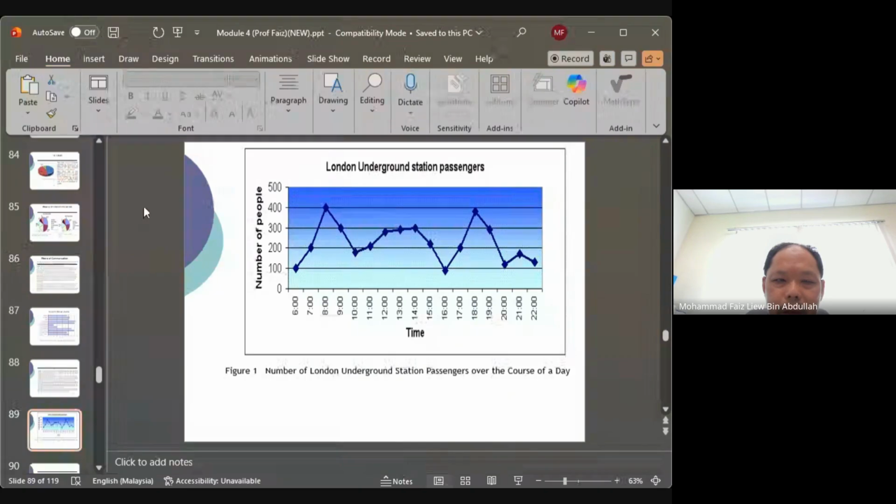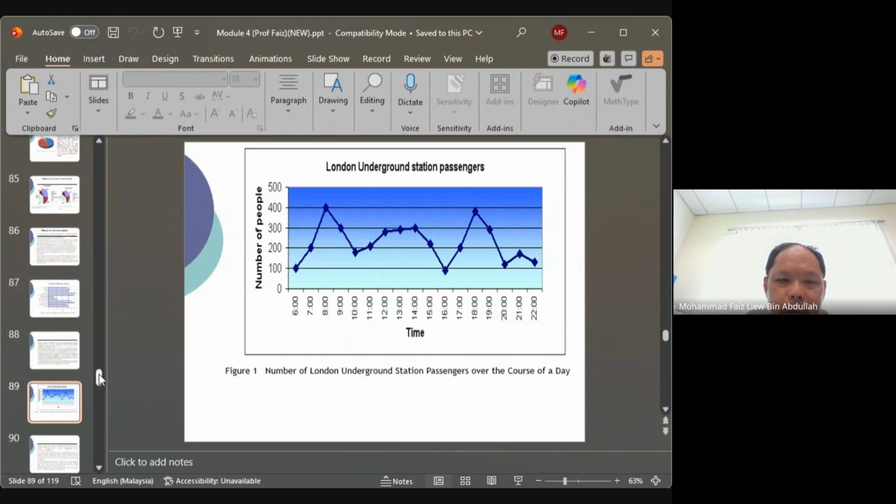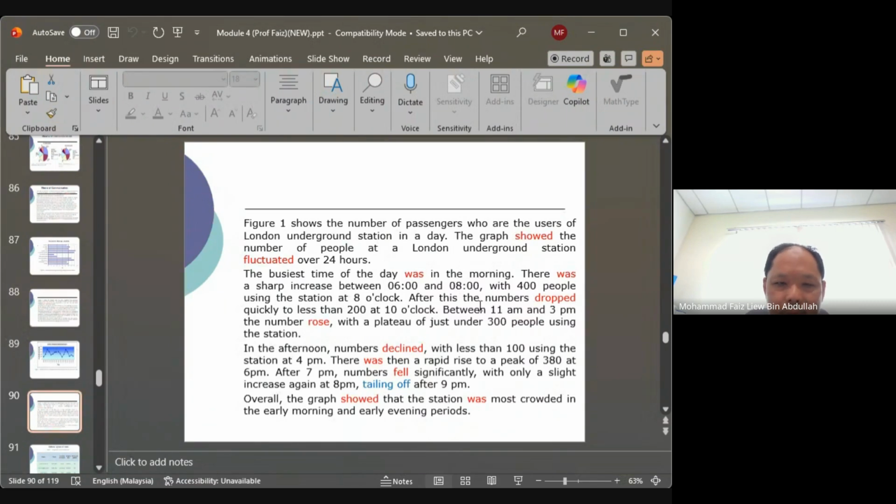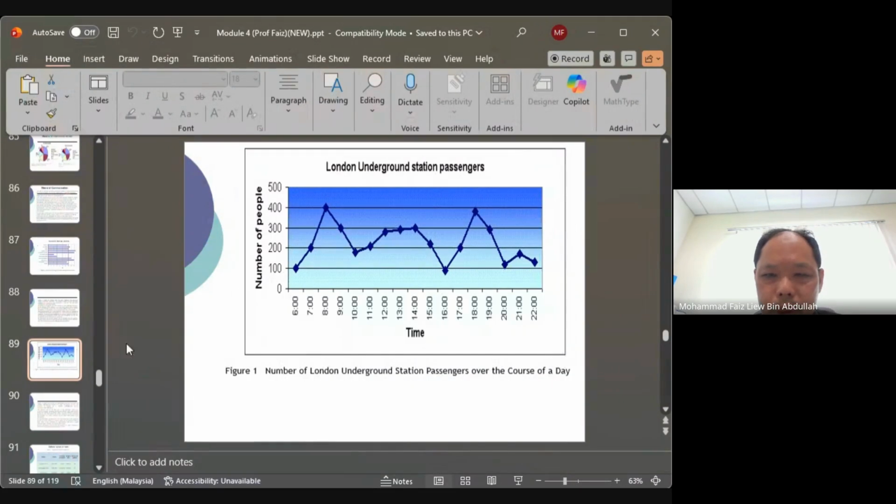Okay, so this is another graph. Another graph about London Underground station passengers over time. Basically, any graph that you put in, there are always things to comment on. This one shows the number of passengers who use the London Underground daily. The graph shows how the number of people in the station fluctuates over 24 hours, from morning until night.